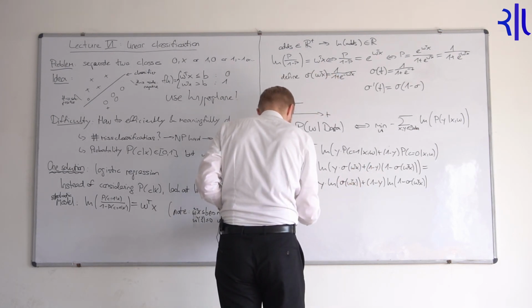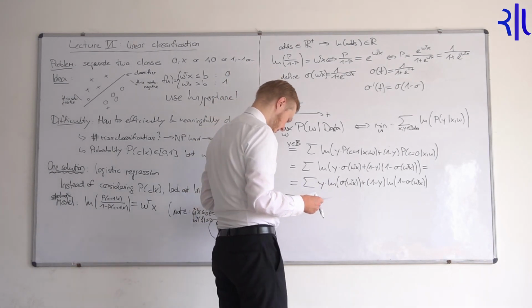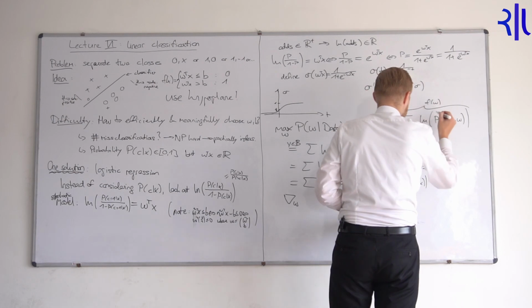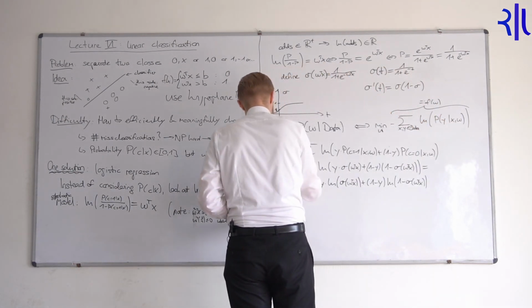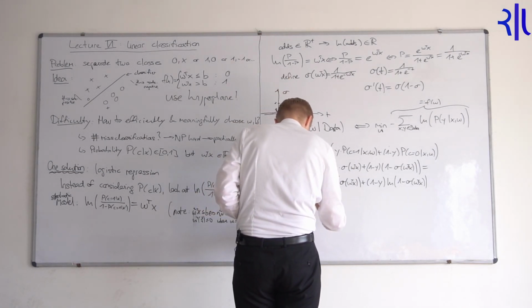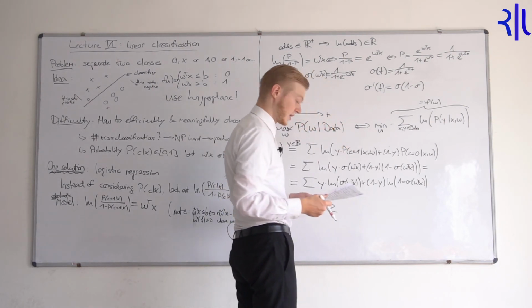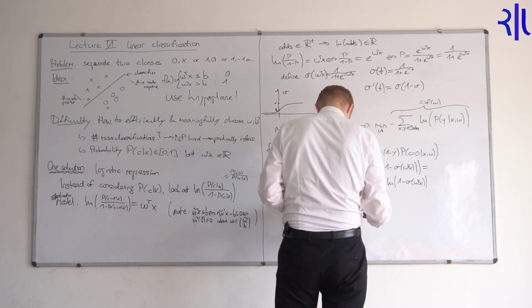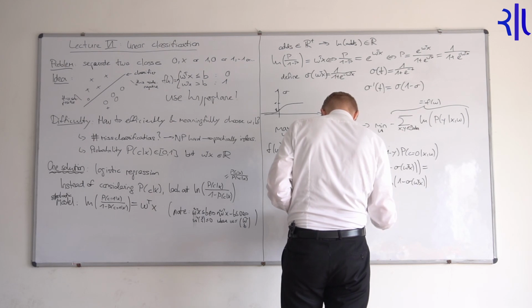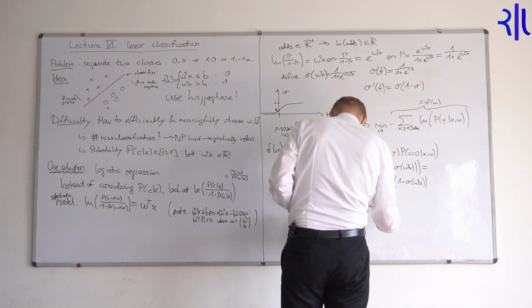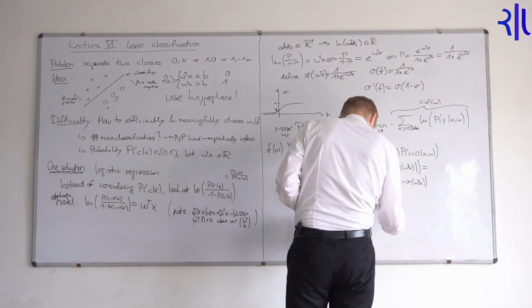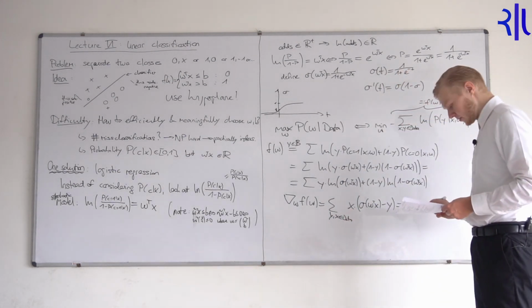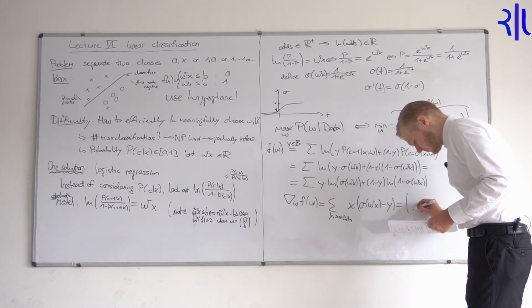So now let's calculate the gradient with respect to our weight vector. And we get, again, the sum over all the training samples that we have. And we can rewrite this sum here as a matrix vector product, as usual, almost.